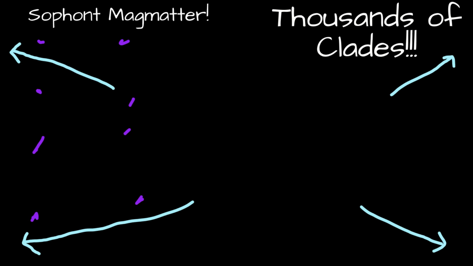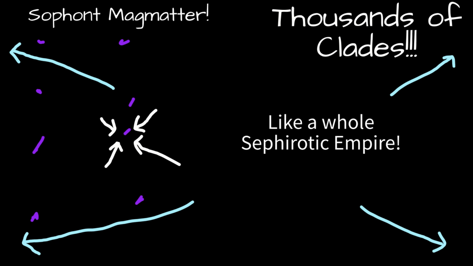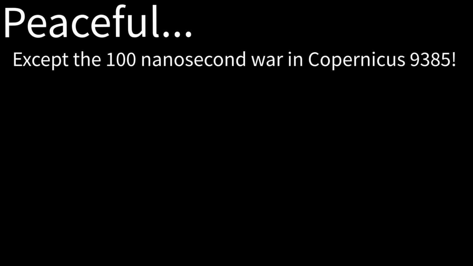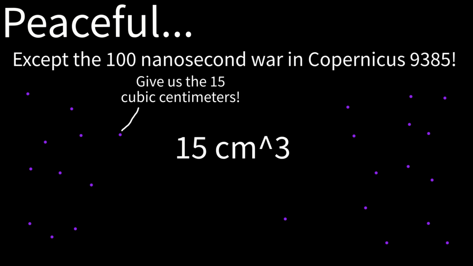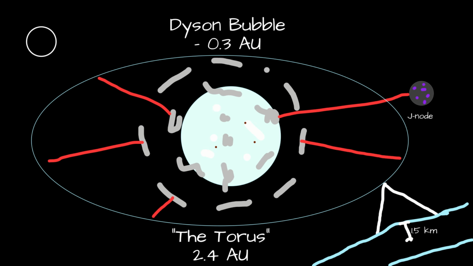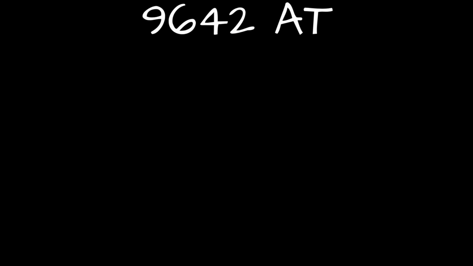Since the torus is so expansive, and magmatter life is so fast and small, the torus has a diversity equivalent to a Sephirotic empire. They were even able to breach the first toposophic level. To the organisms, the rest of the Terrigen sphere is extremely slow. The torus is mostly peaceful. However, there was a 100 nanosecond war in Copernicus 9385 over 15 cubic centimeters formed by a misunderstanding. Eventually, the system was connected to the Nexus wormhole network, and in 9642, they joined the Techno-Rapture Hypernation.